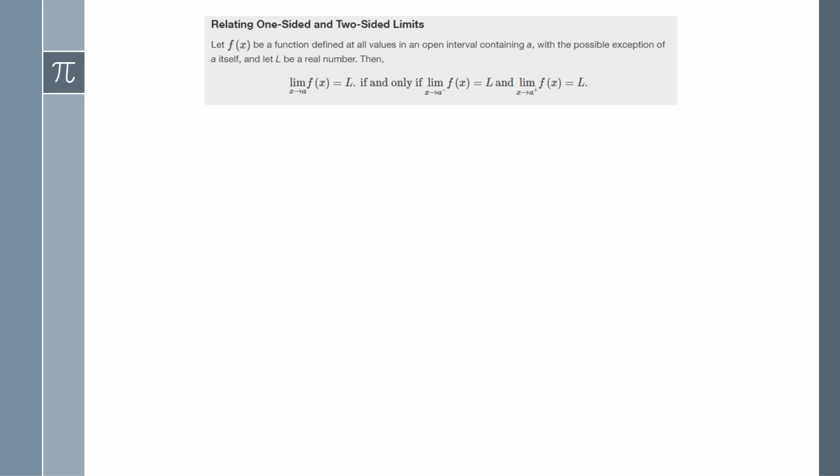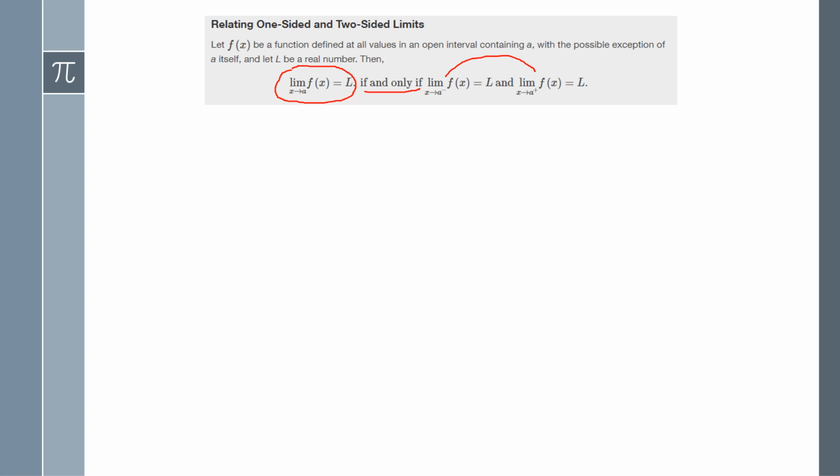At this point of the lecture, I would like to make a connection between one-sided and two-sided limits. And I'm sure you already had an intuition about it. So let's see if your intuition was right. We say that the limit of f of x as x goes to a is some number L if and only if the left limit and the right limit are the same.